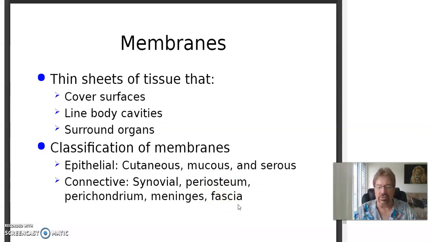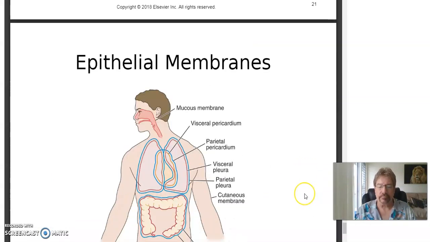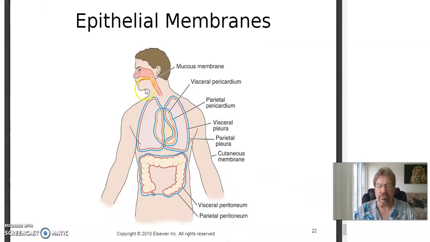Now, all of this is important. Mucous and serous membranes, synovial membranes, periosteum is very important. Perichondrium around cartilage, meninges, fascia. Epithelial membranes, again, mucous membranes. Now, since this is the nasal cavity and the throat, remember what I said a moment ago, cavities that connect with the outside world have mucous membranes.